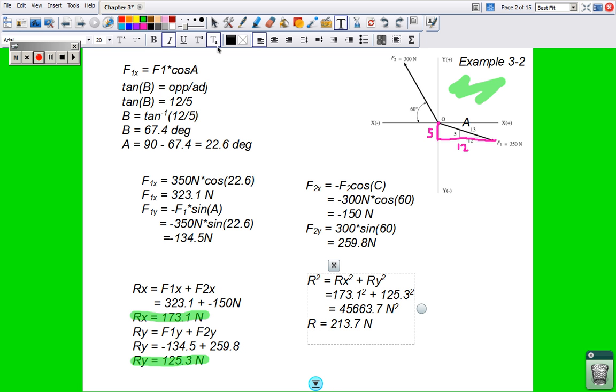Alright, I still don't know the direction, so I will use my tangent relationship. The tangent of D is equal to Ry divided by Rx. So D is the arctan of Ry divided by Rx. Let's substitute these numbers in.